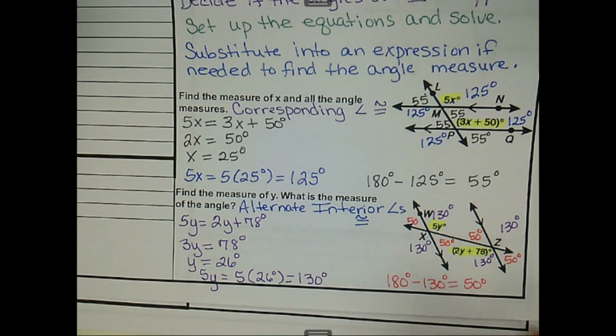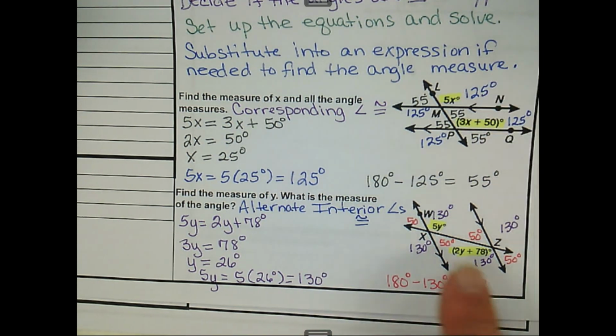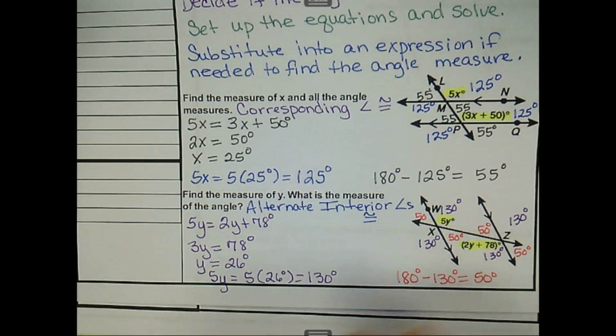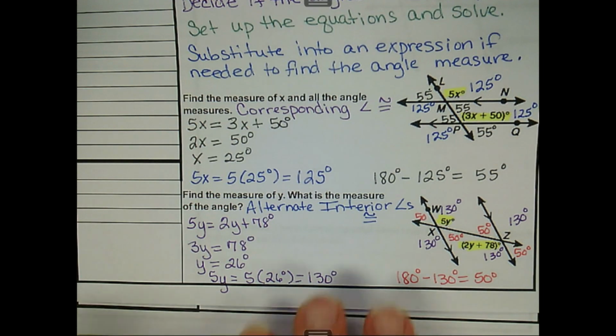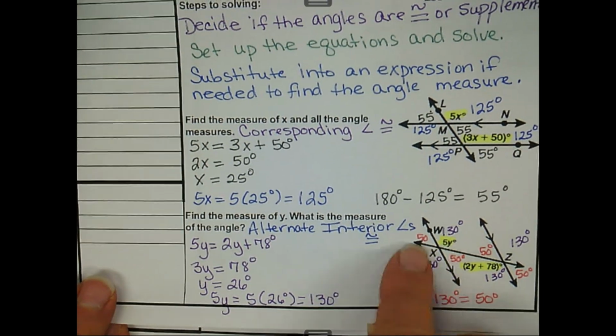Okay, if you're still struggling, back it up and look again. Corresponding angles are congruent. Alternate interior angles are congruent. Alternate exterior angles are congruent. So your corresponding and your alternating angles are congruent. Same side anything is supplementary. You also have those linear pairs in here.